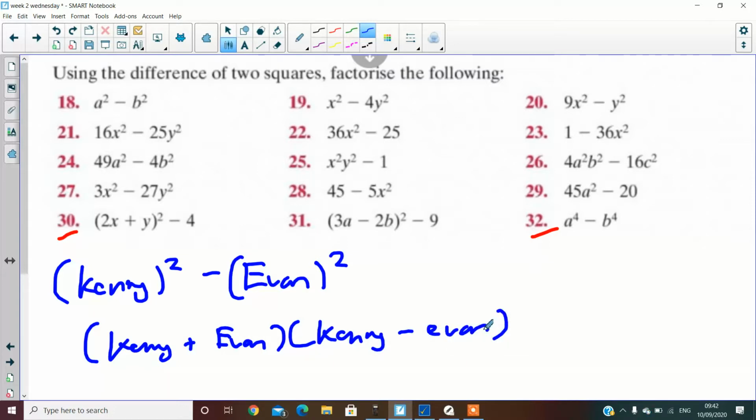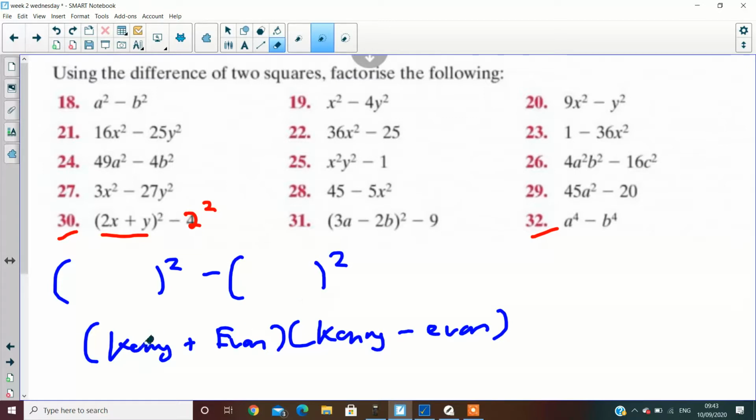Could be anything. Once it's in a bracket and it's squared, just do that. Anything squared, take away anything else squared, we'll do this every time. Do you got it? In this case, Kenny is 2x plus y, and Evan will be 2, because we're changing 4 into 2 squared. So we no longer have Kenny and Evan anymore. We have 2x plus y and, what's the other part? 2. So that's all you got to do here.